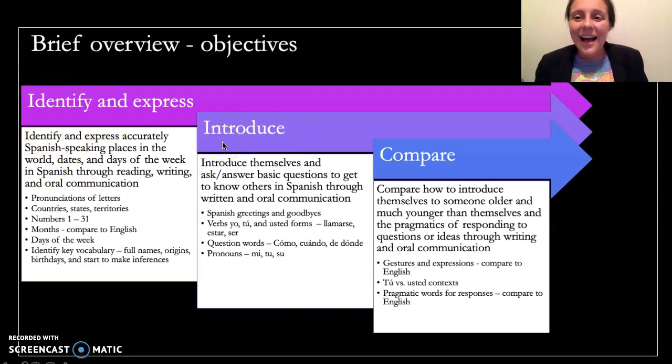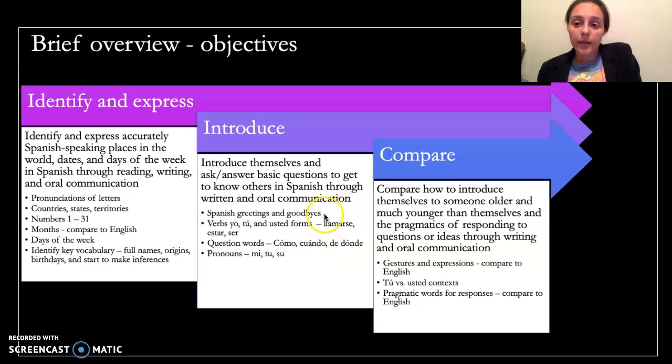This objective is basically making sure that students are able to introduce themselves and ask and answer basic questions to get to know others in Spanish through written and oral communication. It involves the key vocabulary terms of Spanish greetings and goodbyes, and also involves students applying their knowledge of subject-verb agreement when it comes to the verbs llamarse, estar, and ser with the subjects yo, tú, and usted, and with the pronouns me, tu, and su, as well as the question words cómo, cuándo, and de dónde.